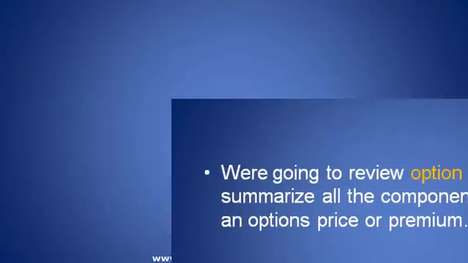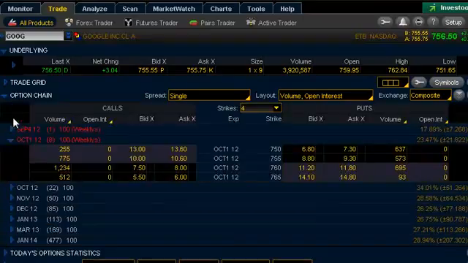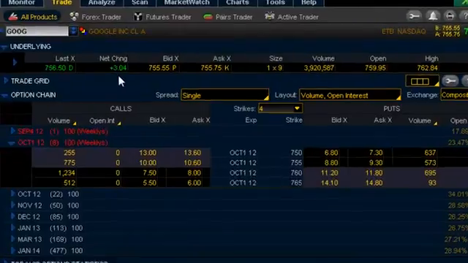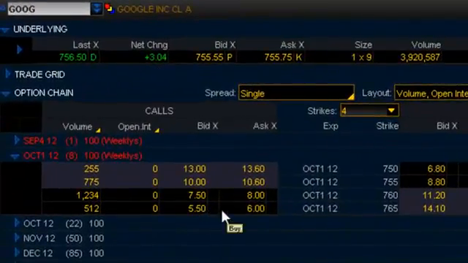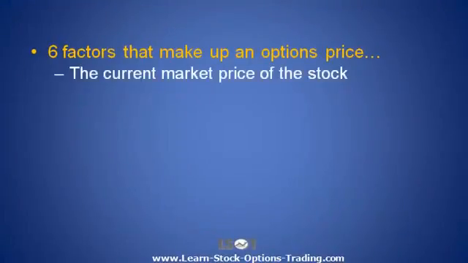Now, if you aren't aware or you're new to options, there are actually 6 things that make up an option's price. If we look here at an option chain, just like you can buy stock, you're looking to buy or sell an option. Here's the price. This one is $8. Well, there are 6 things that actually make up that option's price. Now, the first one is the current market price of the stock. We'll go through each of the 6 one by one, and I'll summarize those for you.